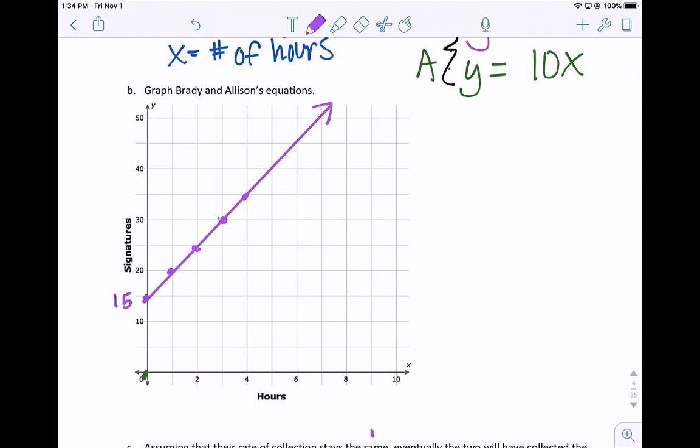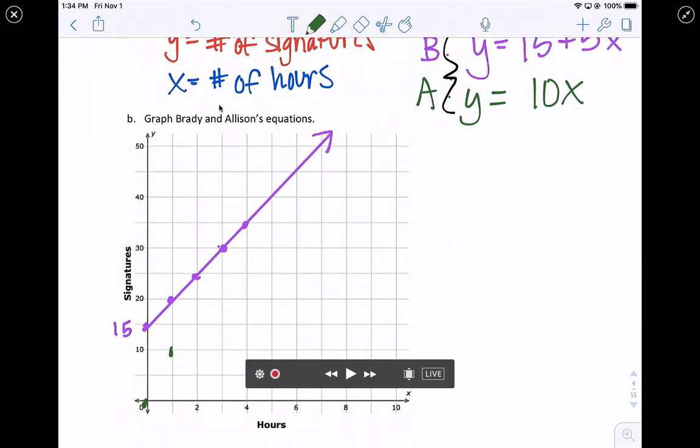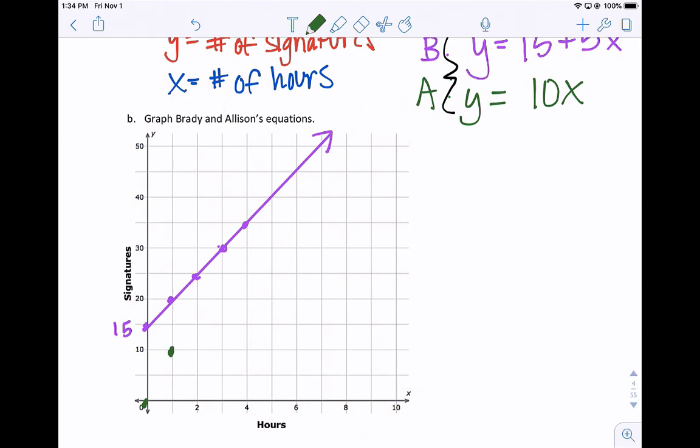So there is Brady's. And Allison starts at 0. She's the one who gets 10 signatures every hour. So I'm going to go up 10 over 1, up 10 over 1, up 10 over 1, up 10 over 1. Connect those.